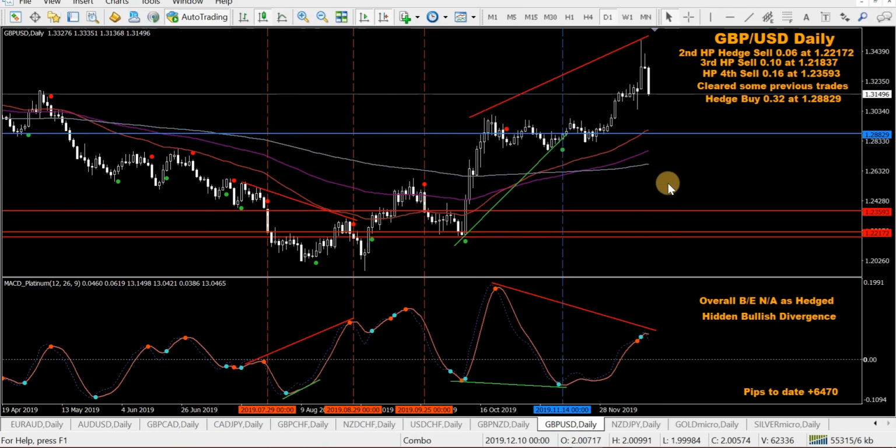Pound USD, this is one pair I am trading. I was in a few sells here, a high risk position. I had to take a buy to hedge, which went up nicely. UK elections, now it's coming down.